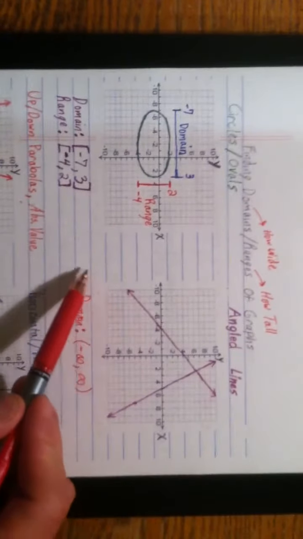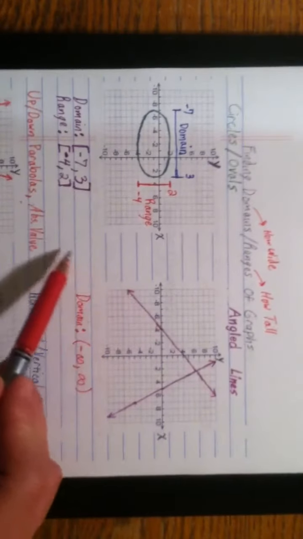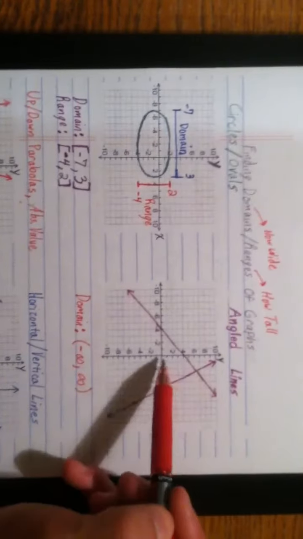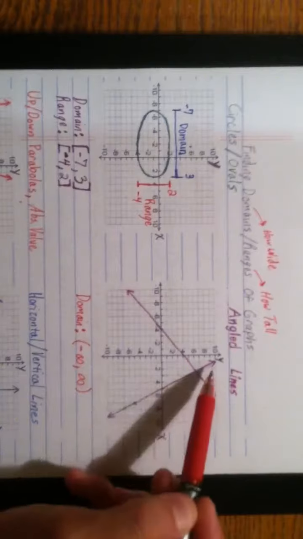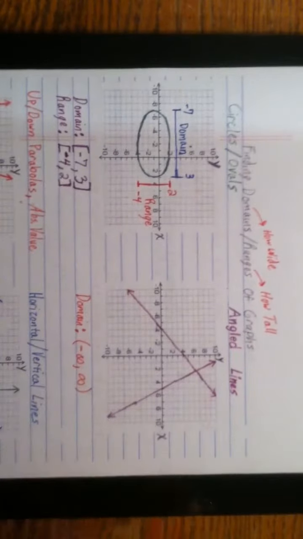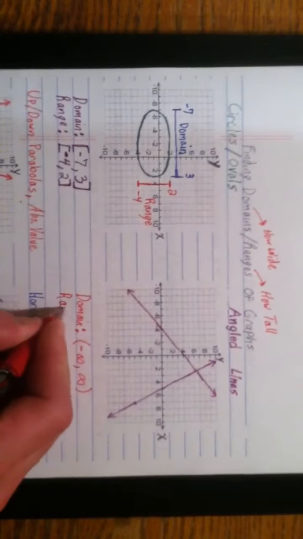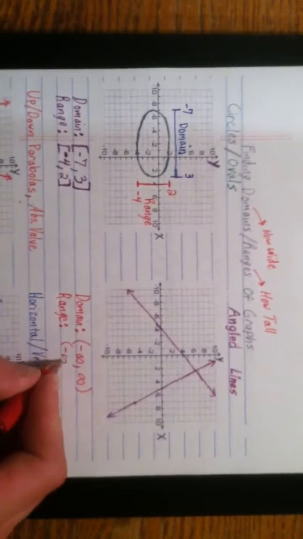But our range, how tall these graphs are, well, same idea. This graph is going down forever. It's going to hit through all possible negative y values on the y-axis. It's moving upwards forever. It's going to hit through all possible positive y values. And same with this graph here, going up forever, going down forever, going left forever, going right forever. So with any angled line, your range and your domain are always going to be all real numbers, or -infinity to infinity when we write it in interval notation.